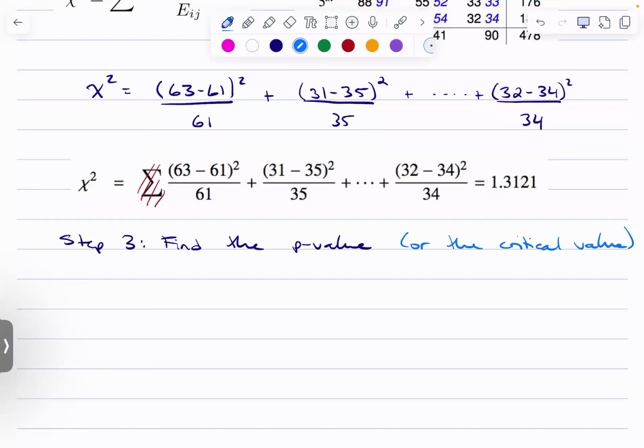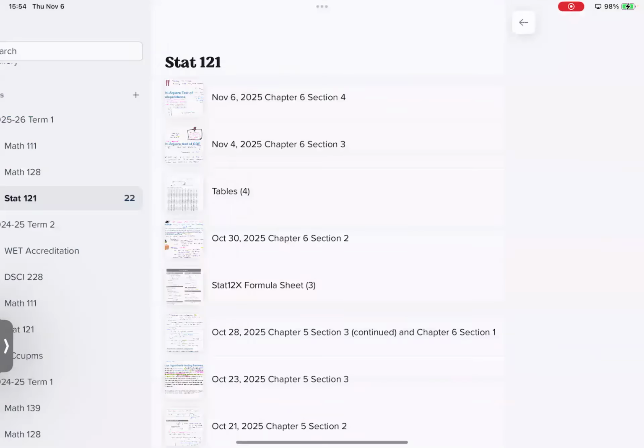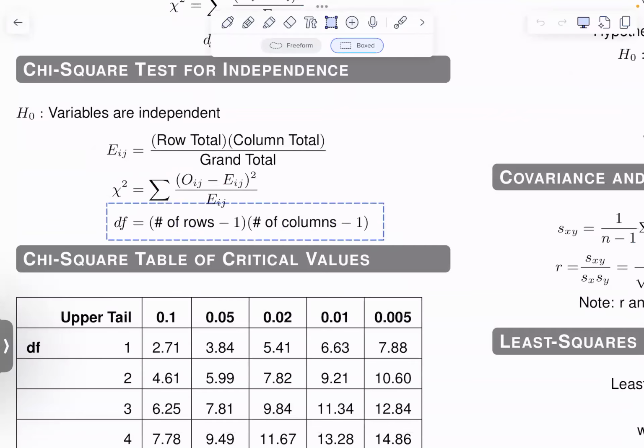Right. Since we've introduced it, it's your choice. You can use whichever one you'd like. Either way, you need your degrees of freedom. And I'll grab it from the formula sheet just to emphasize that it is on there.